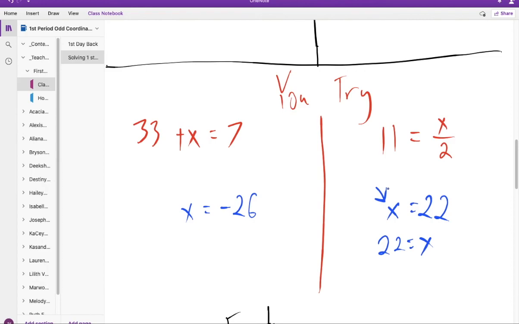If you did not get these 2 you tries, it's okay. We have plenty of practice, so just keep practicing.